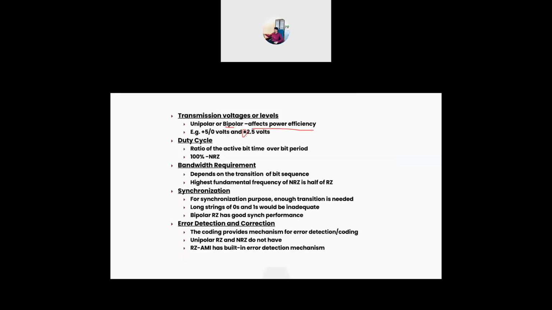The duty cycle is the ratio of the active bit time over the bit period. This is like what you learn in digital electronics, we call it duty cycle. So this is the active bit over the bit period: how many ones do you have over the total bit period? In non-return to zero, it is 100%, a 100% duty cycle. We will learn this later on.